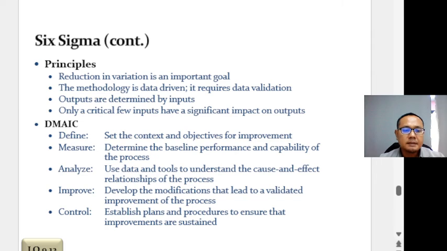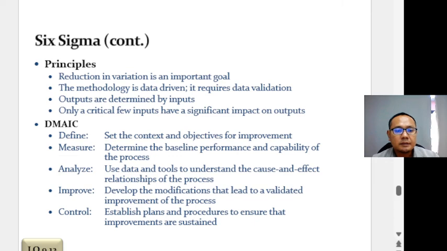The DMAIC, you can see, is an acronym from define, measure, analyze, improve, and control. It's a formalized problem-solving process of Six Sigma. It is composed of 5 steps that can be applied to any process to improve its effectiveness.